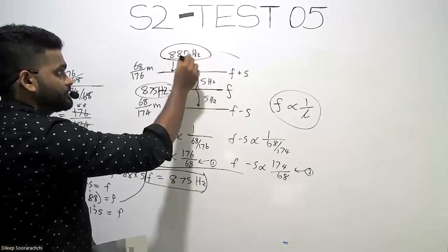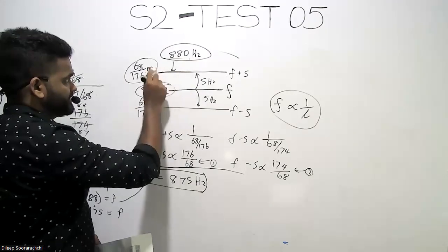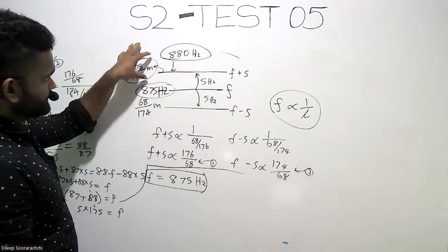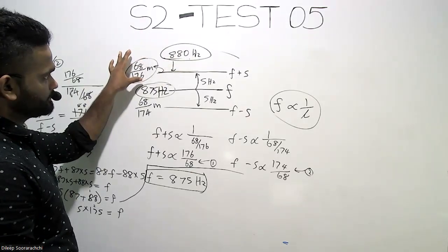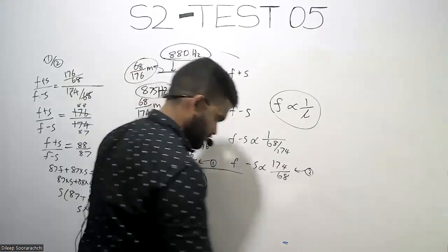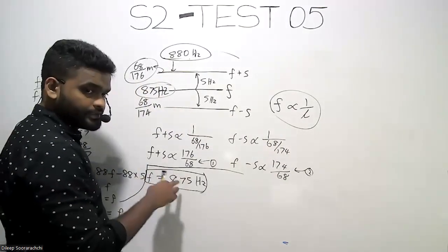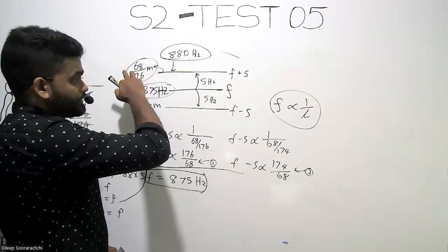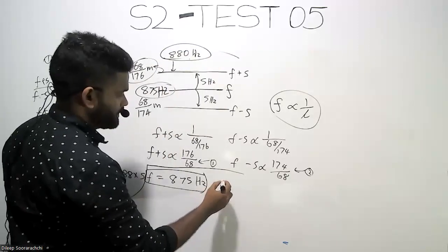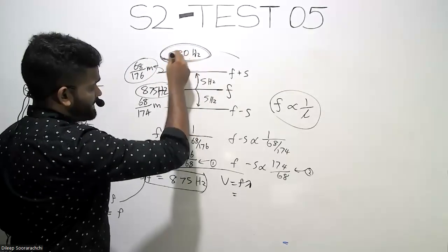Now we know the frequency of this and the wavelength of this. This is the wavelength. So if we know the frequency and the wavelength, just apply V equals f lambda to this case. Okay, here we found this frequency. Then just apply V equals f lambda to this case. So the frequency of this case is 880.